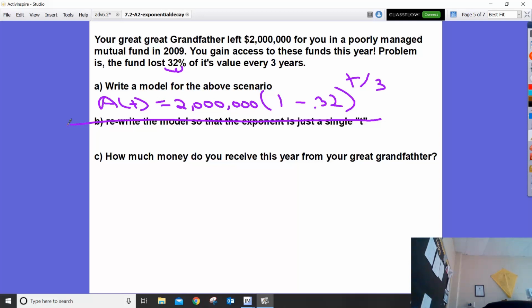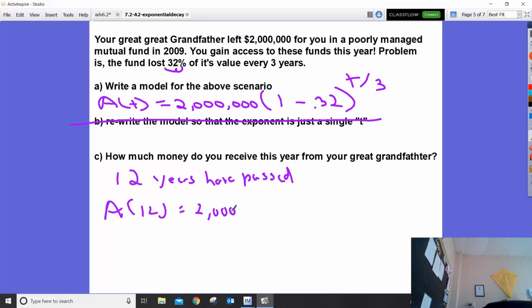Let's just do C. How much money did you receive this year from your great-grandfather? Well, it's 2021, right? 12 years have passed. So the amount after 12 years is going to be this 2 million, 1 minus 0.32 is 0.68, to the 12 over 3, which is 4. But, you know, kids miss stuff like that.